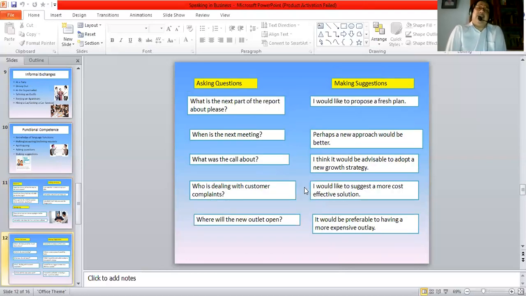For asking questions, I can say things like, what is the next part of the report about, please? Or when is the next meeting? What was the call about? Who is dealing with customer complaints? Where will the new outlet open?